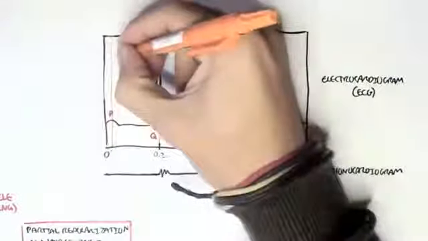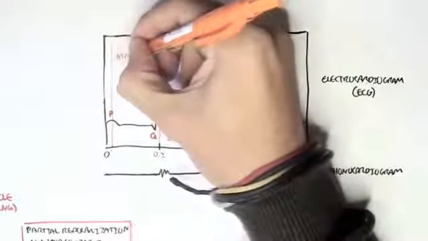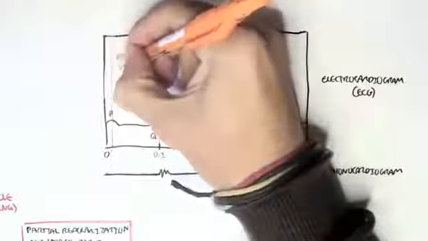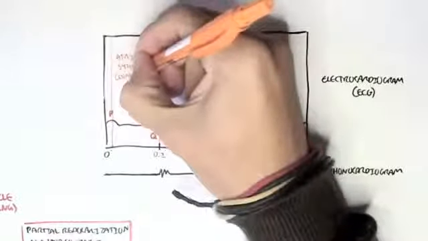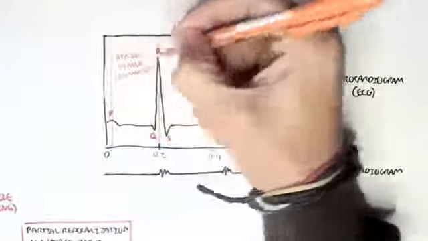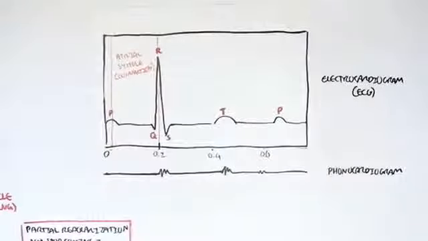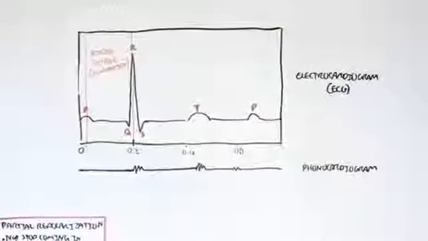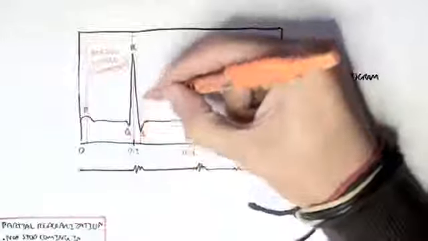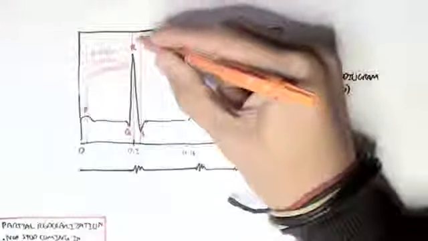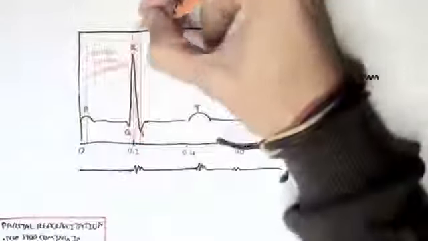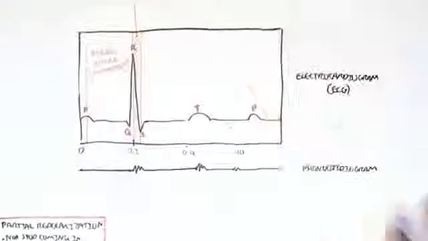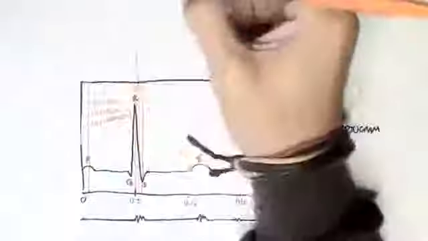From the P wave to the R wave, we have the atrial depolarization, or we can even say ventricle diastole, when essentially the right and left atrium contracts and fills the ventricles with blood. Then from the R wave, when it drops to the S, we have isovolumic contraction.